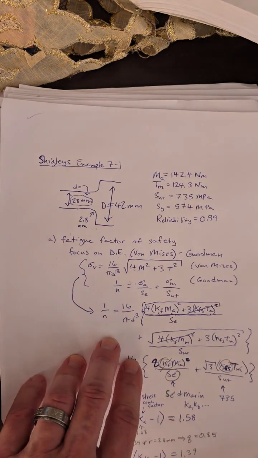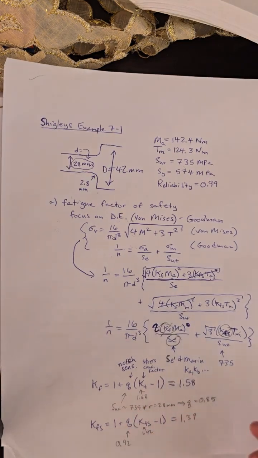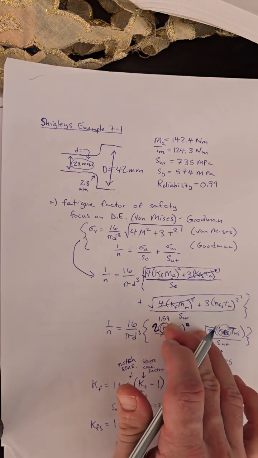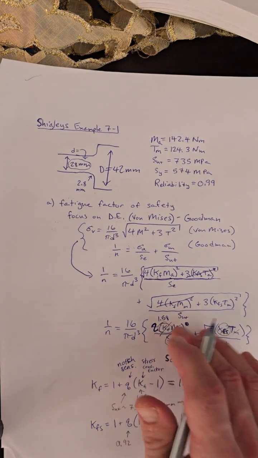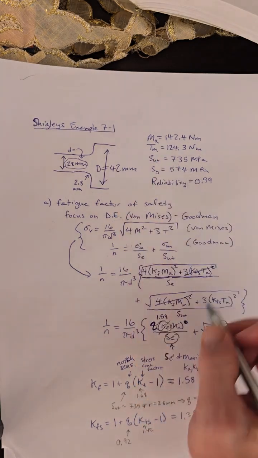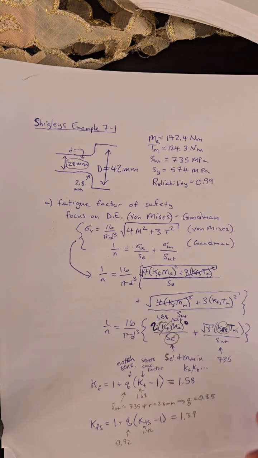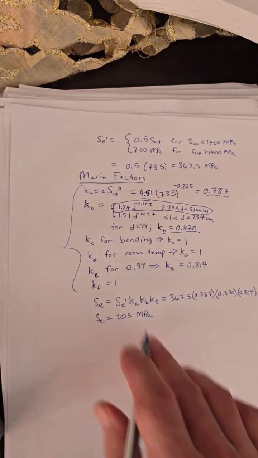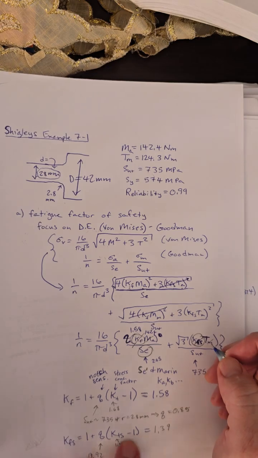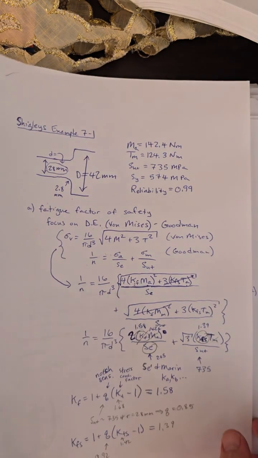Now we have everything we need to plug in here. We have the Kf of 1.58. Again, this is our von Mises or DE Goodman. So von Mises, and then our fatigue failure criteria is Goodman. The 1.58, the MA is 142.4. The SE, now we have that value, 205. We're just checking here to make sure we have everything. 1.39, then SUT, so we're good.